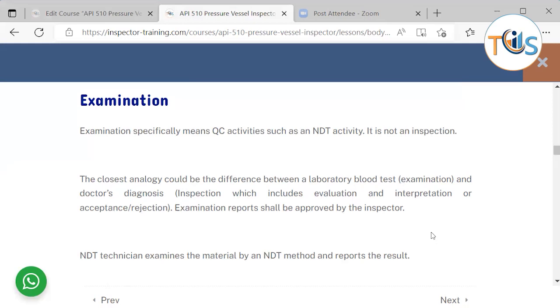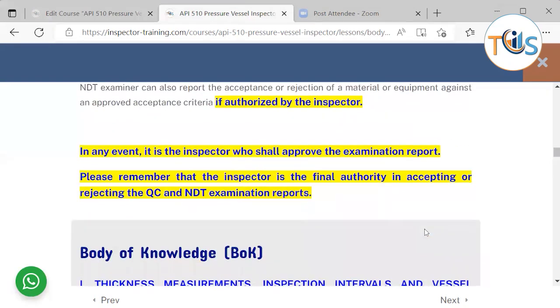Okay, so although the doctor doesn't know how to do the test, eventually it's the doctor who would decide what course of action to take. In the same way, the inspector is responsible for interpretation, or he can let the examiner do it, but eventually it's the inspector who would need to approve the NDE examination.